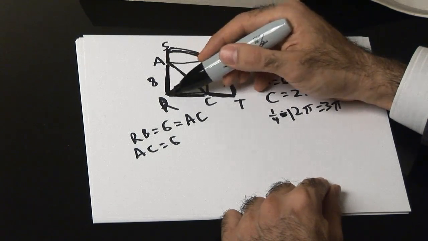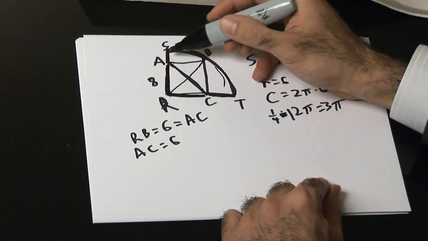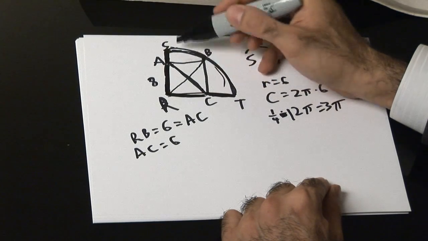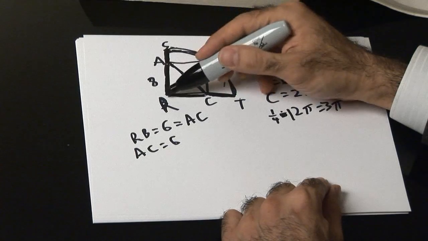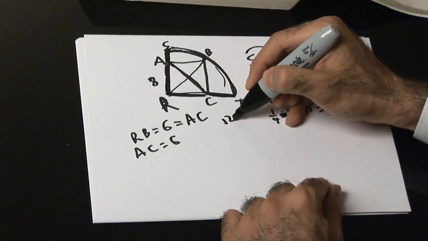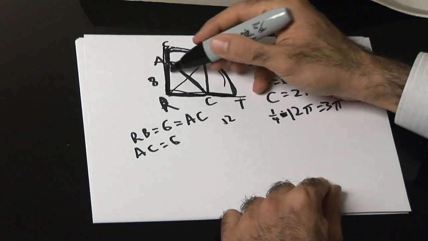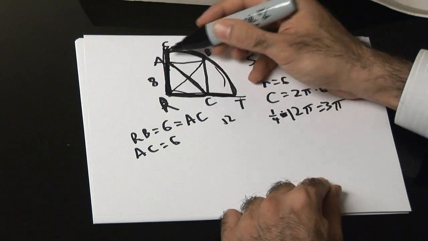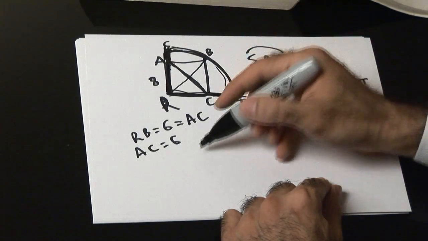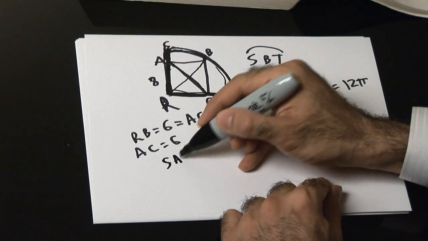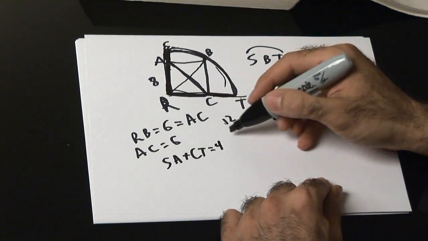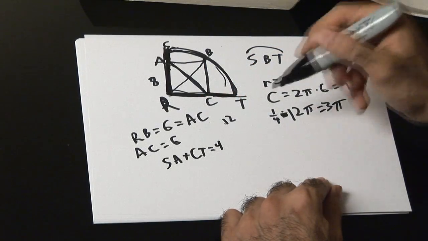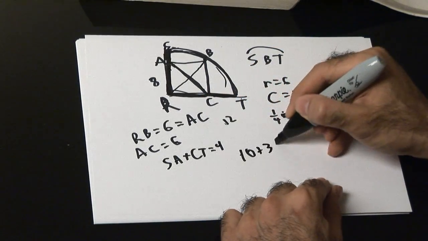So this distance over here is 8, and we know that this whole distance from S to R to T, this huge distance here, is 6 plus 6, which is 12, right? So the big distance is 12, this little L is 8, that means this plus this equals 4. And so the total is going to be 6 plus 4 plus 3 pi, or 10 plus 3 pi.